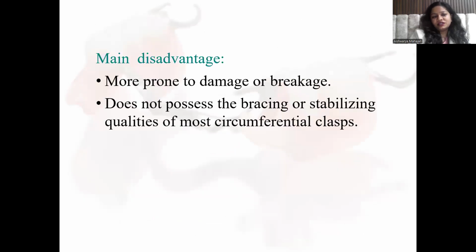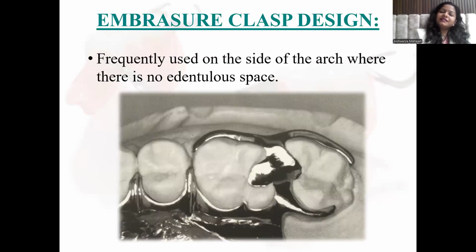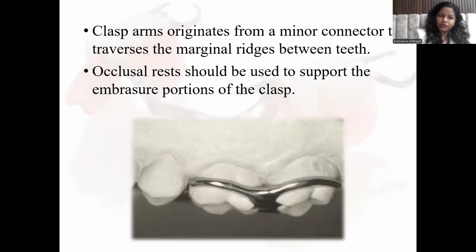The main disadvantage is that it is more prone to damage or breakage. It does not possess the bracing or stabilizing qualities of most circumferential clasps. The next clasp assembly is the embrasure clasp design. These are frequently used on the side of the arch where there is no edentulous space. The clasp arm originates from the minor connector that crosses the marginal ridge between teeth. Occlusal rests should be used to support the embrasure portions of the clasp.